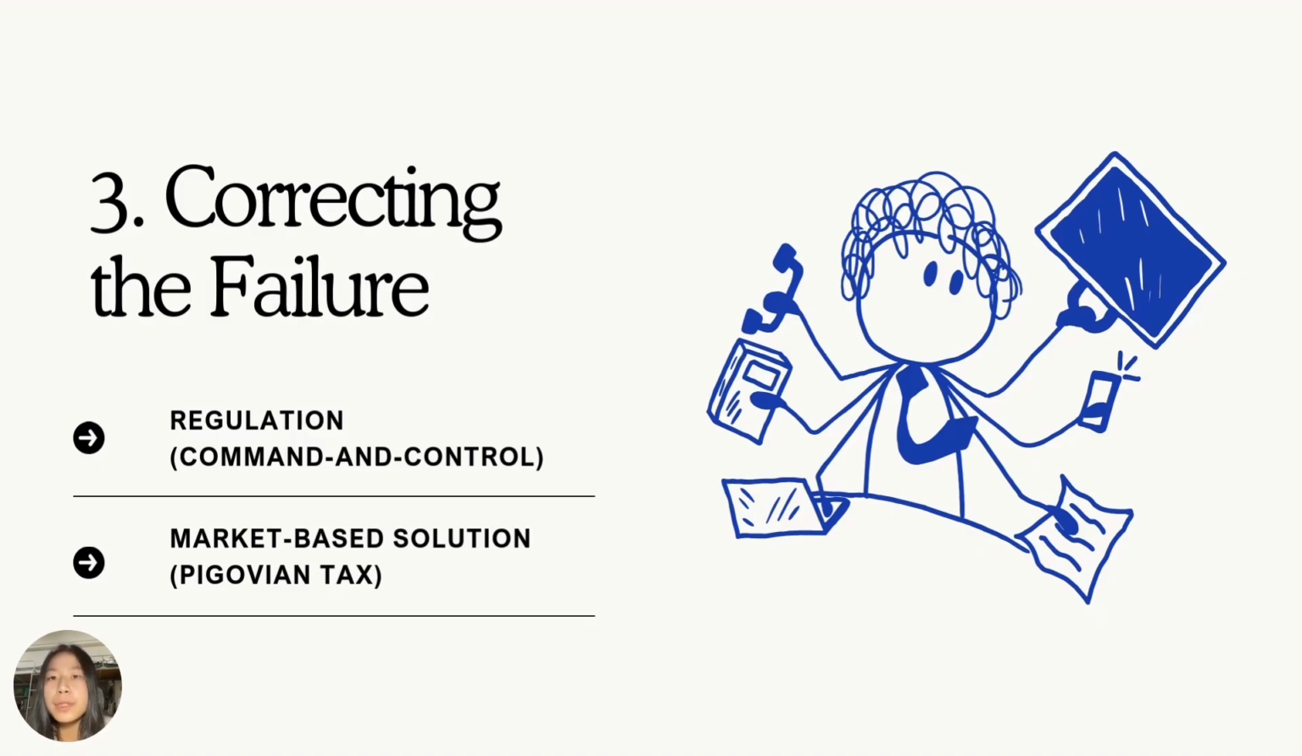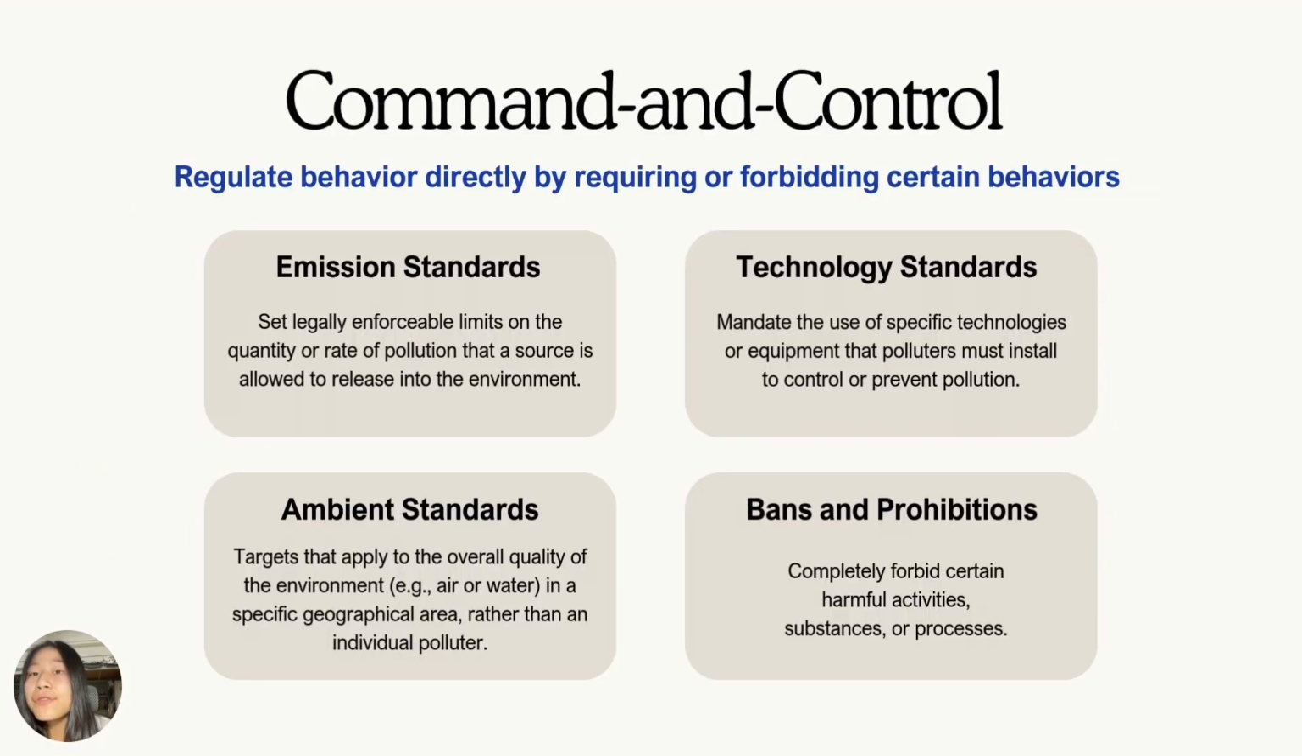So let us look at how the government could correct this market failure. There are two options they can choose from. First is regulation, the command and control system. The second is the market-based solution, the Pigovian tax way, by internalizing the externality. Let us first look at command and control, where the government regulates behavior by directly requiring or forbidding certain behavior by implementing strict rules, strict laws.